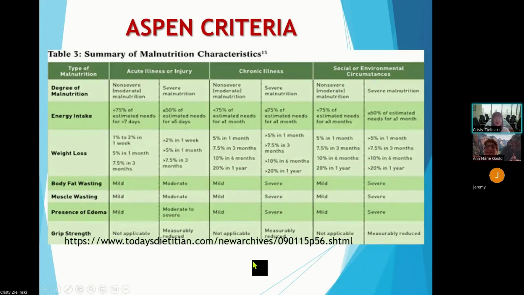Of course. And this is the ASPEN criteria, just a table I found in Today's Dietitian magazine. I think it gives you a nice little piece of information to have at your fingertips as a CDI specialist. But also, if you have the CDI pocket guide from Vincent and Tang, they do have this information listed as well.